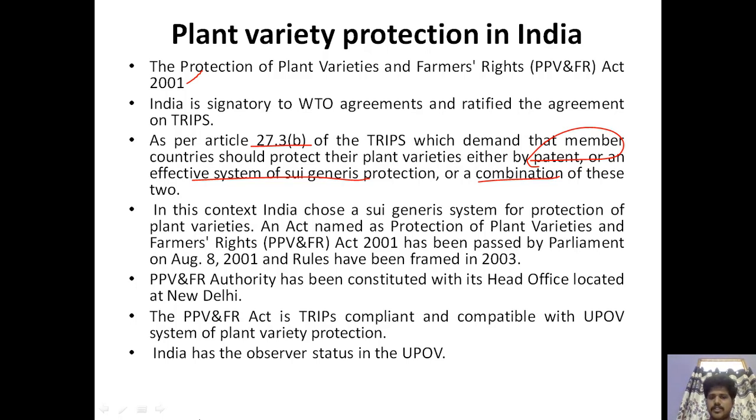An act named the Protection of Plant Varieties and Farmers' Rights (PPVFR) Act 2001 was passed by the Parliament on 8th August 2001 and rules were framed in 2003. The PPVFR Authority has been constituted with its head office located at New Delhi. The PPVFR Act is TRIPS compliant and compatible with the UPOV system of plant varietal protection. Then what is the status of India as far as UPOV is concerned? It is holding an observer status.